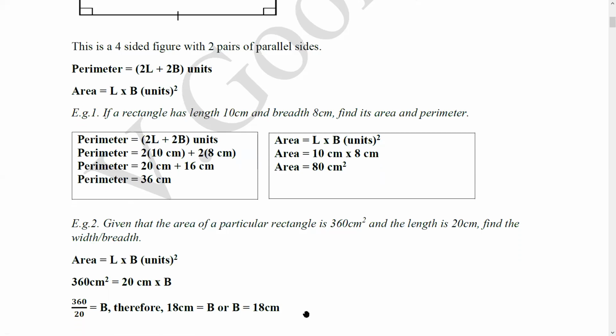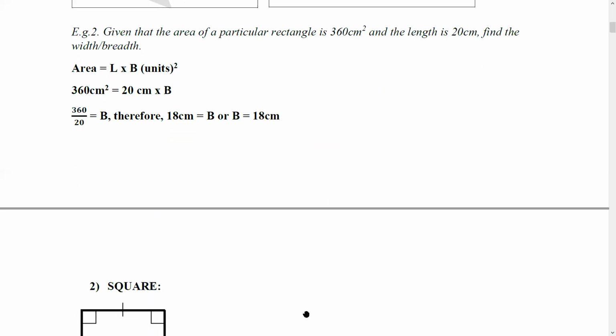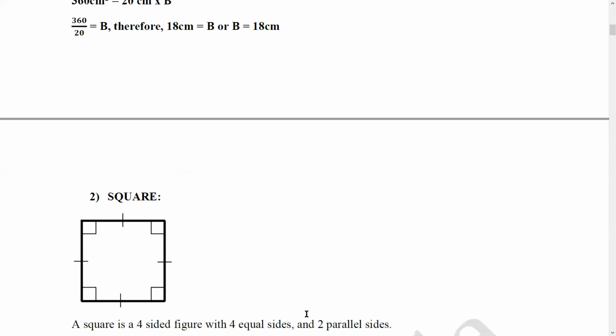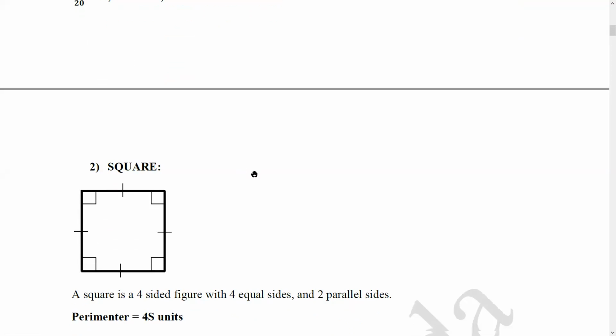Any questions? All right. So let's look at a square now. Everybody's supposed to know what is a square, right? So a square is a four-sided figure with 4 equal sides and 2 parallel sides. Again, we did this one with the quadrilaterals. So the perimeter of a square is side plus side plus side plus side, or 4s, right? Because s plus s plus s plus s is 4s.